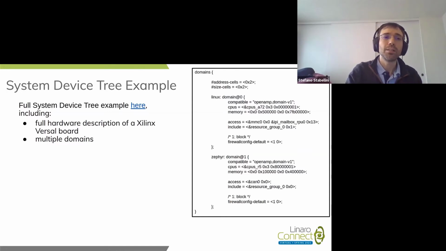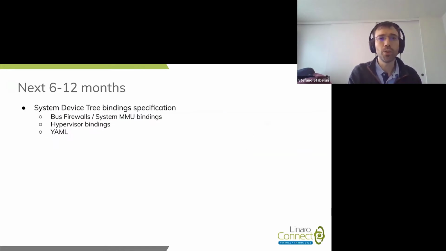And in the next 6 to 12 months, what we're looking at is introducing bus firewall support in System Devicetree. Bus firewalls are these little components that can block DMA transactions at the SoC level, and therefore they can be used to protect domains from other domains.